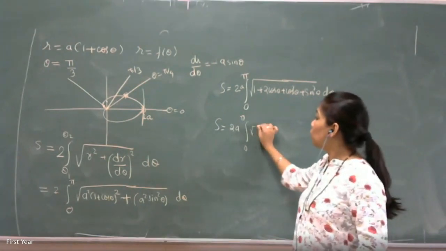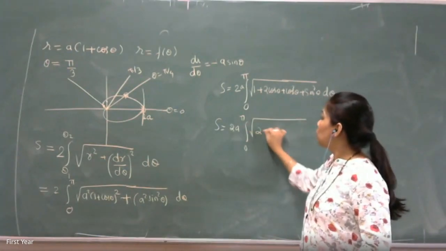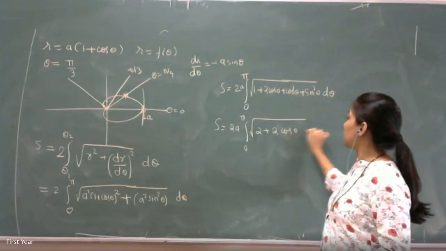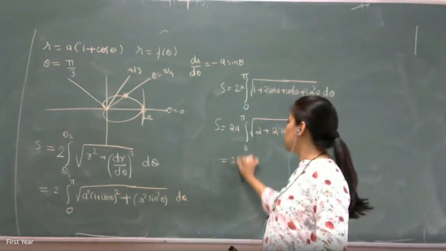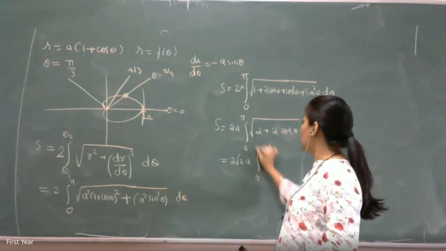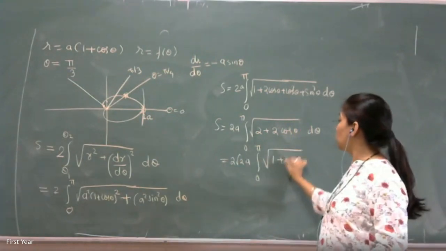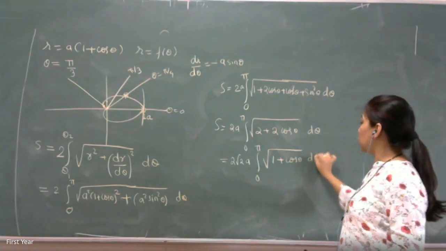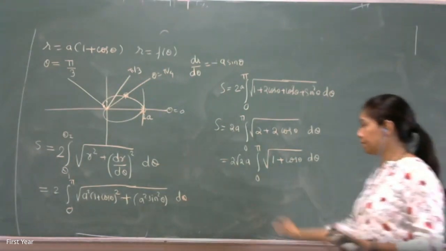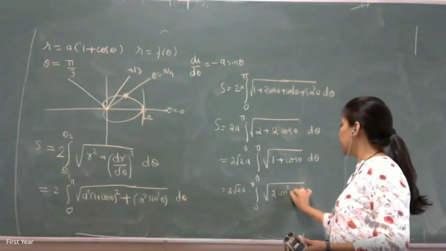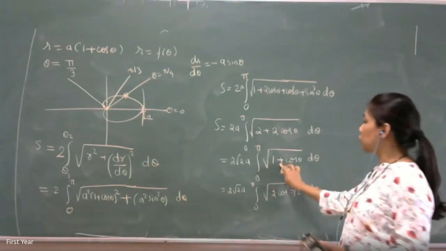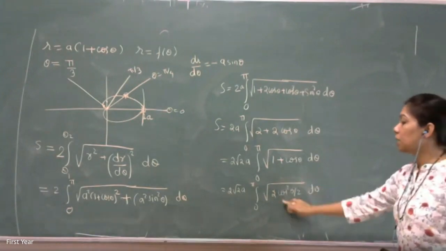So it will become root of 2 plus 2 cos theta, which is root 2 will come outside. 2 root 2a integration 0 to pi root of 1 plus cos theta. What is the formula for 1 plus cos theta? 2 cos square theta by 2. 0 to pi square root of 2 cos square theta by 2. Correct? When it is plus, it is cos square. When it is minus, it is sin square.